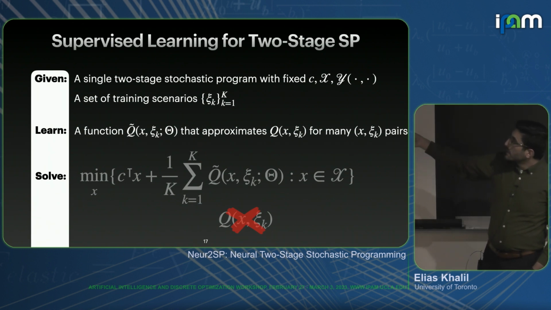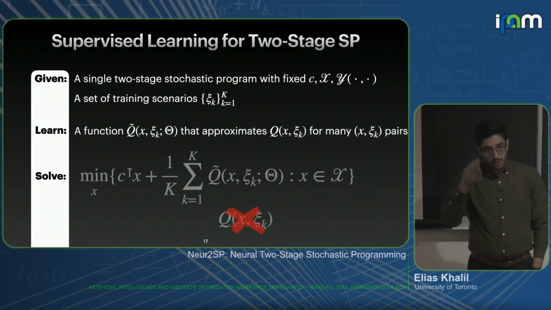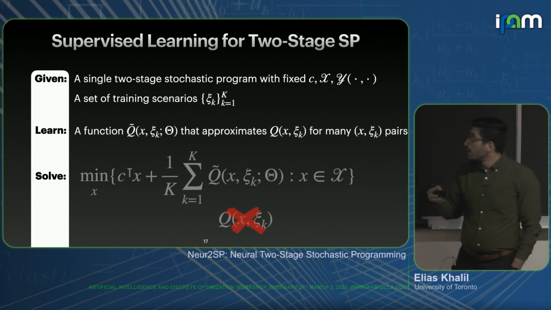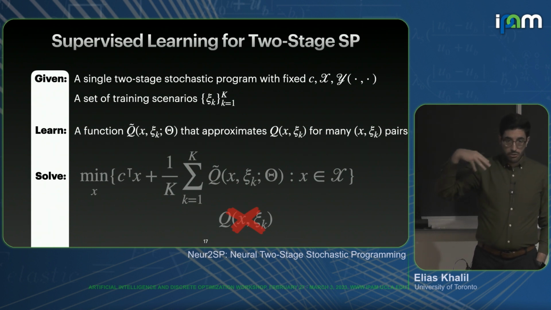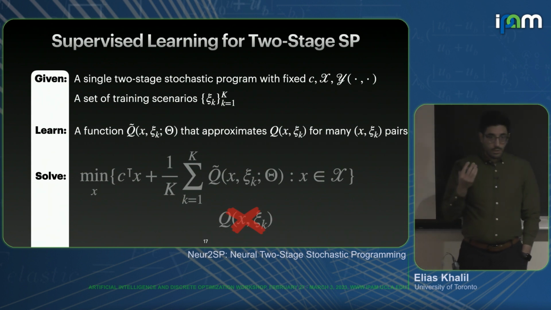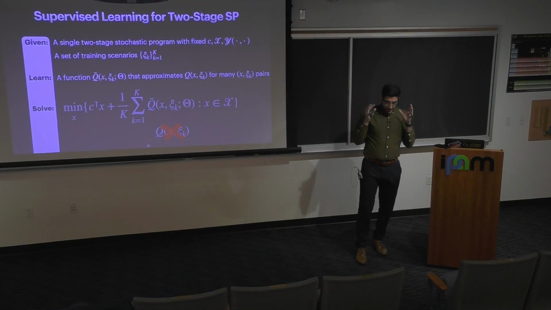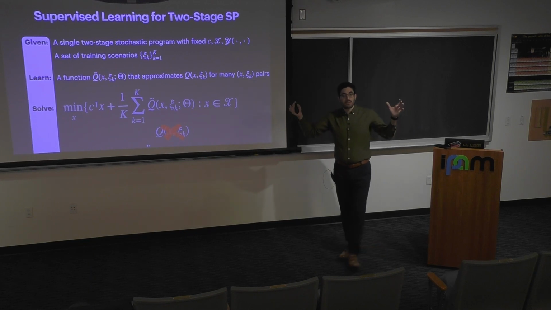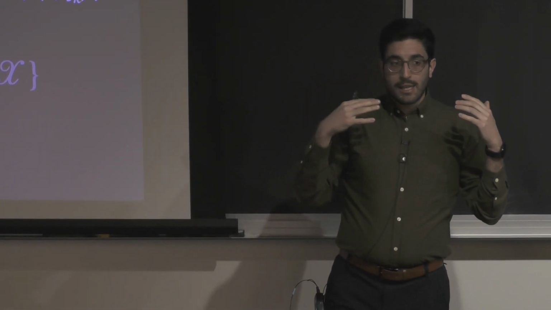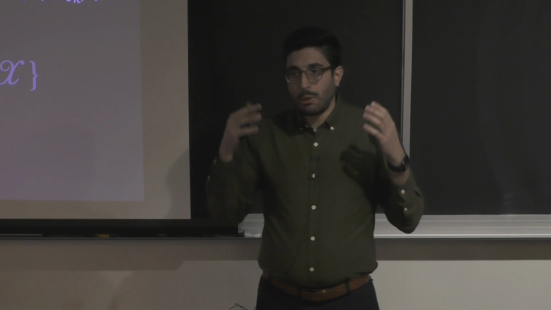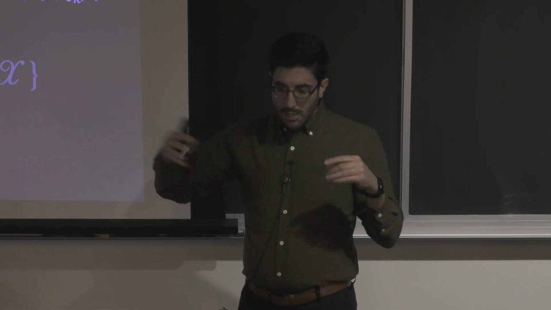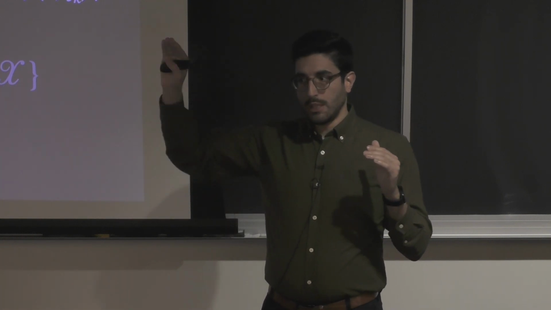You are given a single two-stage stochastic program with a fixed cost function C for the first stage decisions, some fixed feasible set for the first stage variables, and some second stage feasible set function Y. And what's varying is the scenarios. So you have the same set of servers and the same set of customers. And every once in a while, you solve a stochastic programming problem where what's varying is the scenarios that you need to account for. Maybe you solve the same planning problem, but for different days, different hours of the day. So what's changing is the scenarios that you need to consider in this expectation.